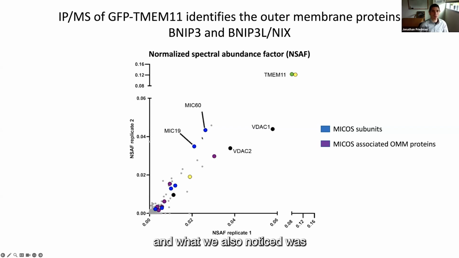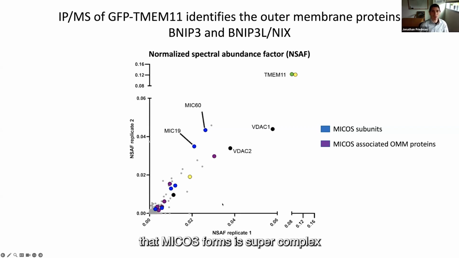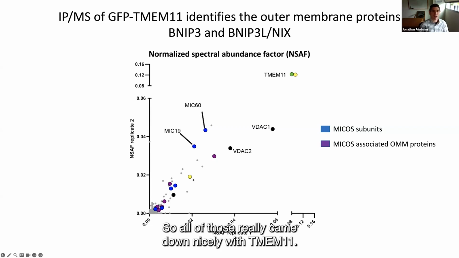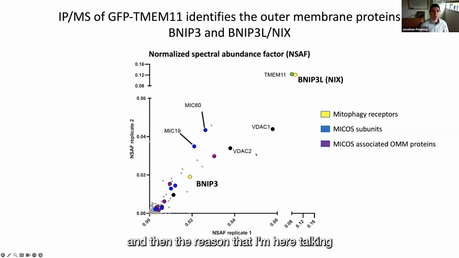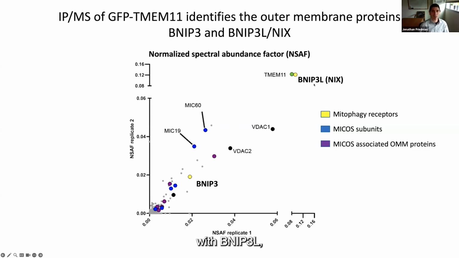And what we also noticed was that we could really nicely recapitulate what Wade Harper's group has shown, which is that TMEM11 is interacting with these MICOS subunits. So all of the core MICOS subunits are highlighted in blue. I mentioned earlier in the talk that MICOS forms this super complex with outer membrane proteins. Those are highlighted in magenta here. So all of those really came down nicely with TMEM11. But what we also saw is other abundant outer membrane proteins, the VDACs. And then the reason that I'm here talking to you guys today is that we also noticed this interaction with BNIP3L, which is also called NIX, and BNIP3.